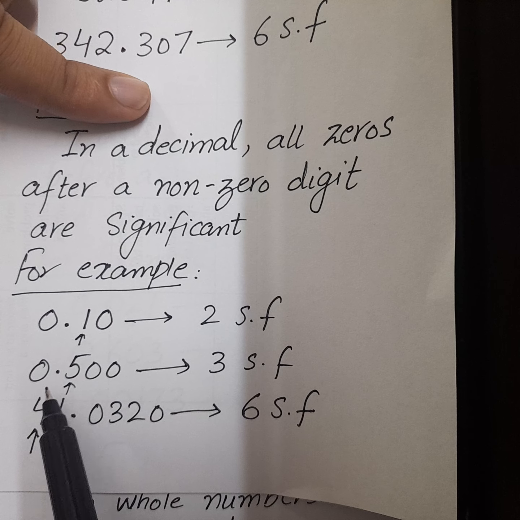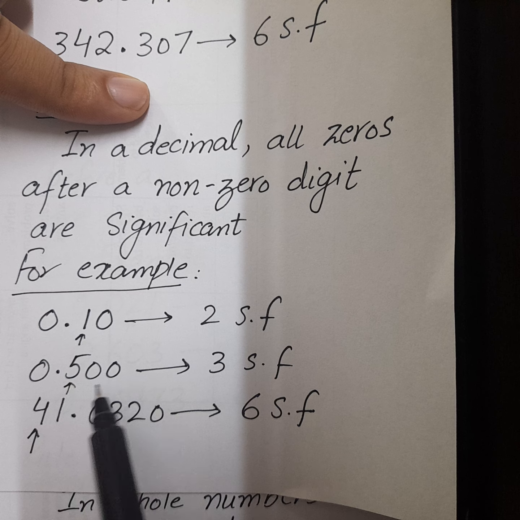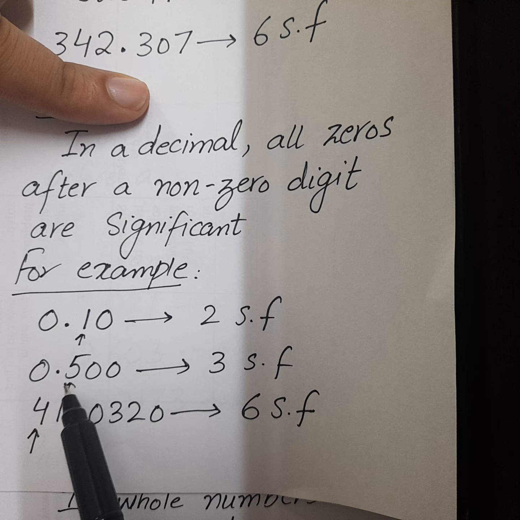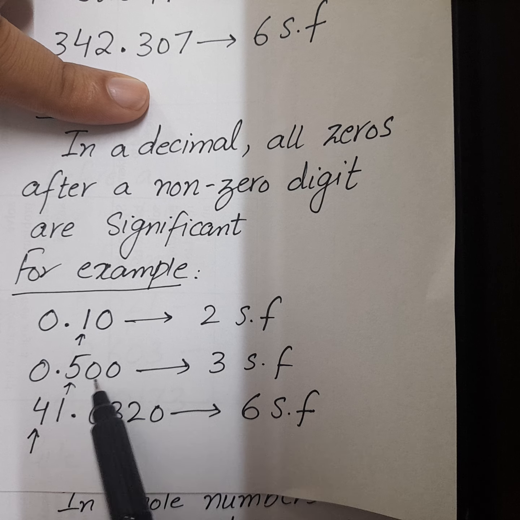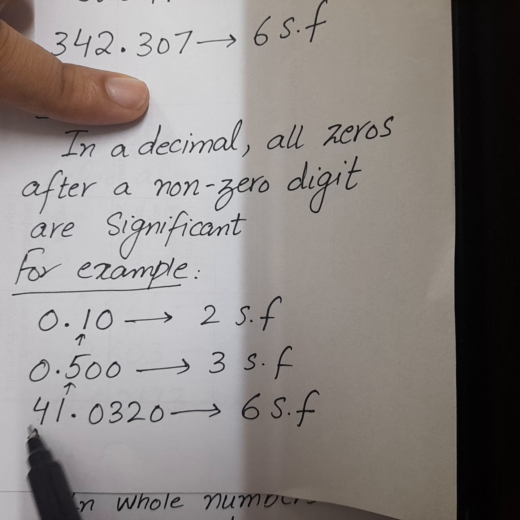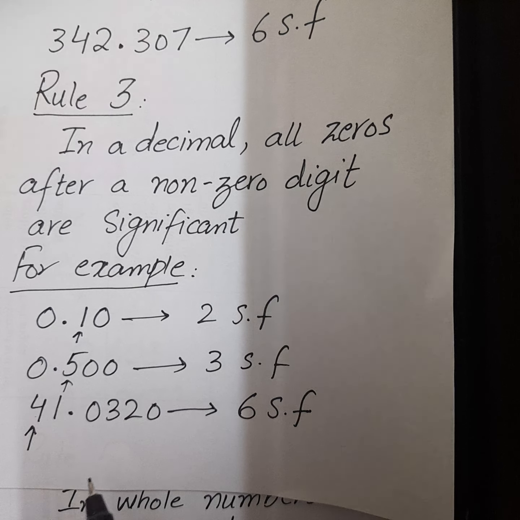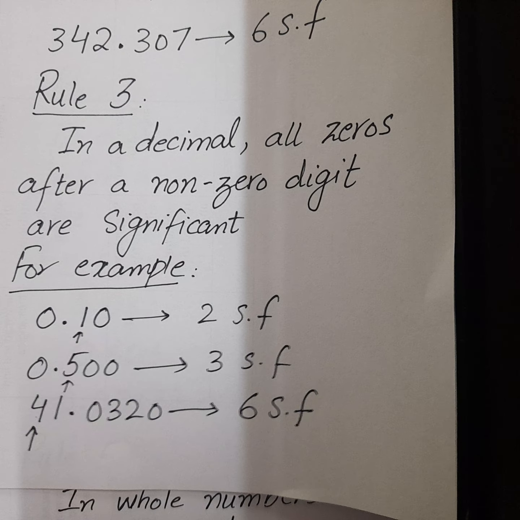Let us see another example. The first non-zero digit is 5 in 0.500. So you will start counting the significant figures from here, 1 2 3. So there are three significant figures. Now another example, 41.0320. The first non-zero digit is this first number, 4. So you can count the significant figures from here, 1 2 3 4 5 and 6. So there are six significant figures according to this rule.